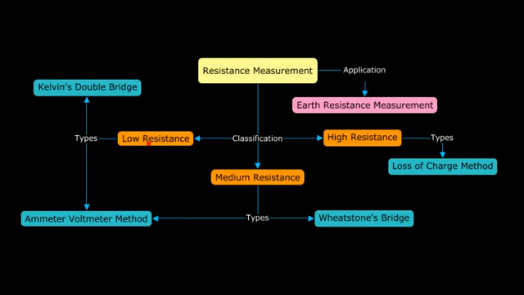Under low resistance measurement, we have two techniques. The first one is Kelvin's double bridge method, and the other is the ammeter voltmeter method. Under medium resistance, again we have the ammeter voltmeter method and Wheatstone's bridge. Under high resistance measurement, we have the loss of charge method, and we also have an application of resistance measurement, that is earth resistance measurement using Megger.